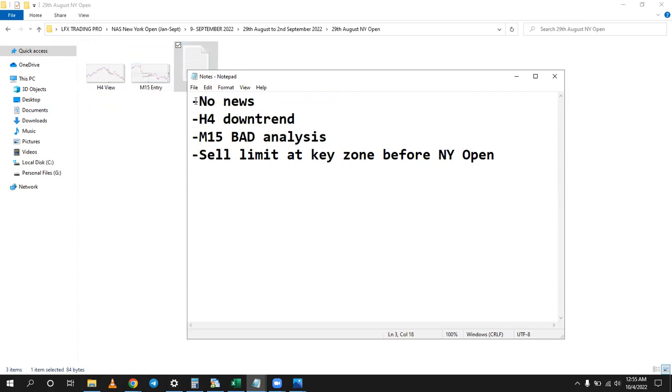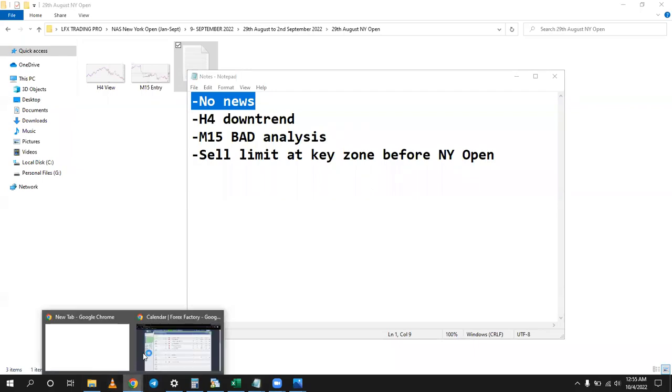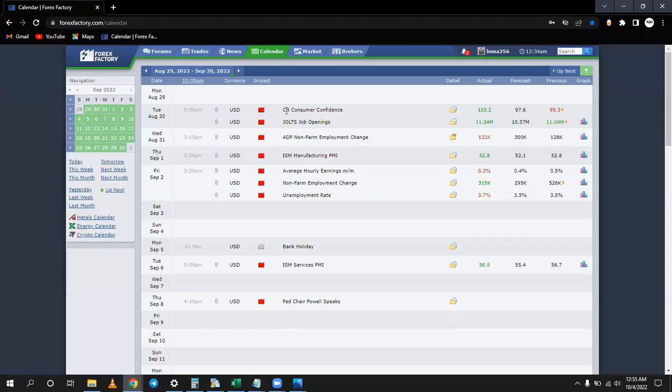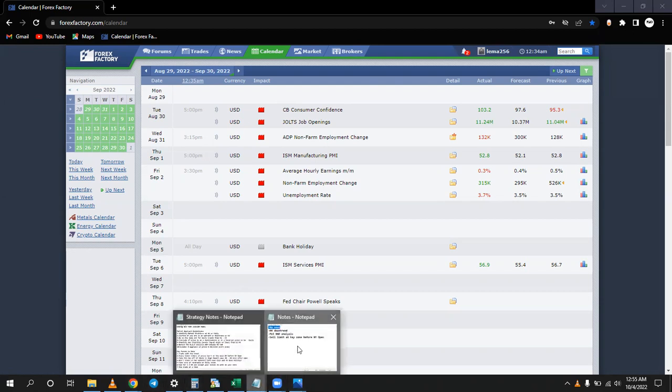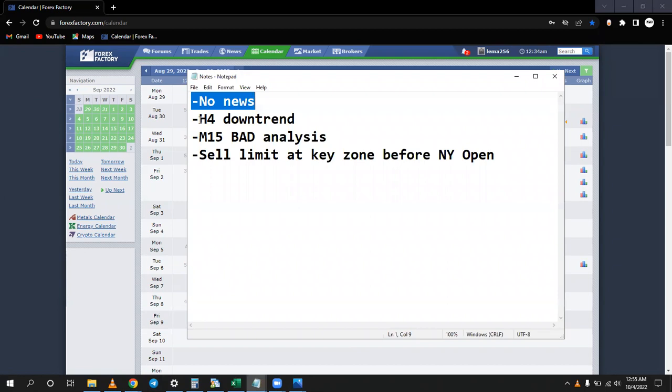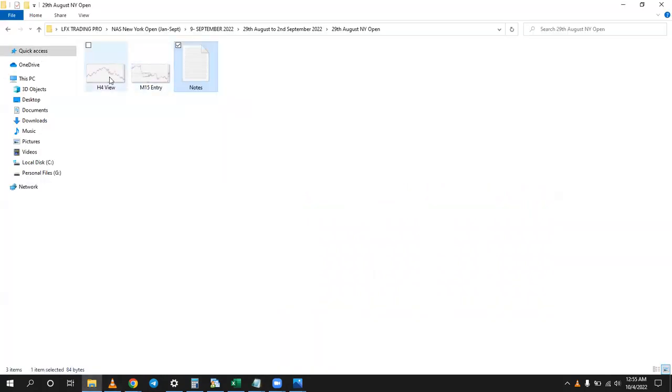Yeah, so now that day we had no news, as you can see from the calendar. We had no news that day. And then you'll notice we had a downtrend on our H4 time frame. So let me just open the H4 view.